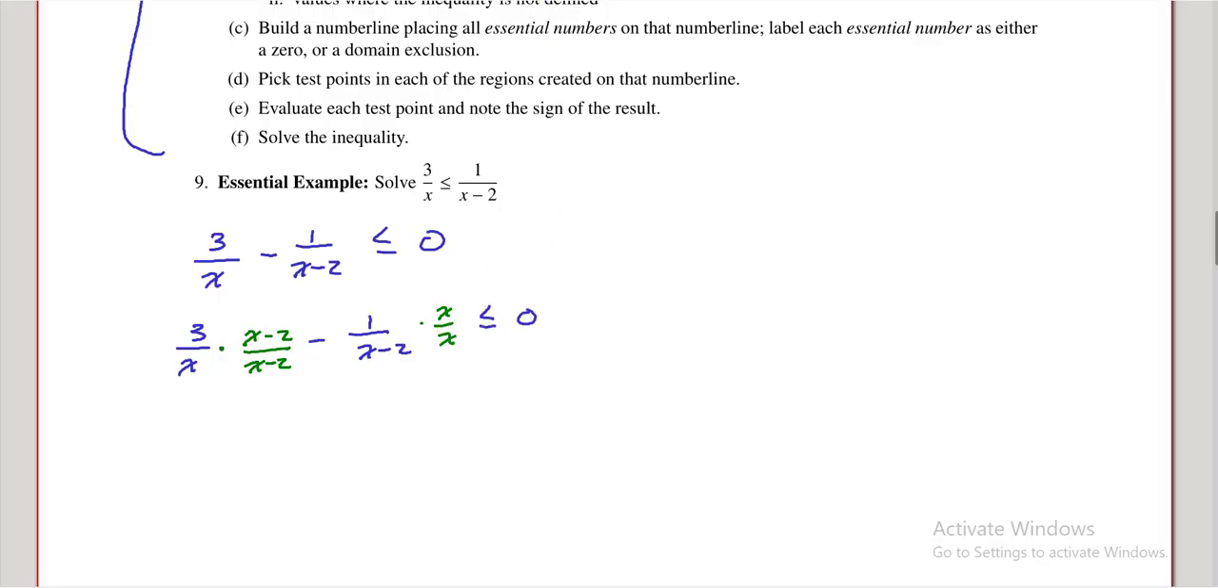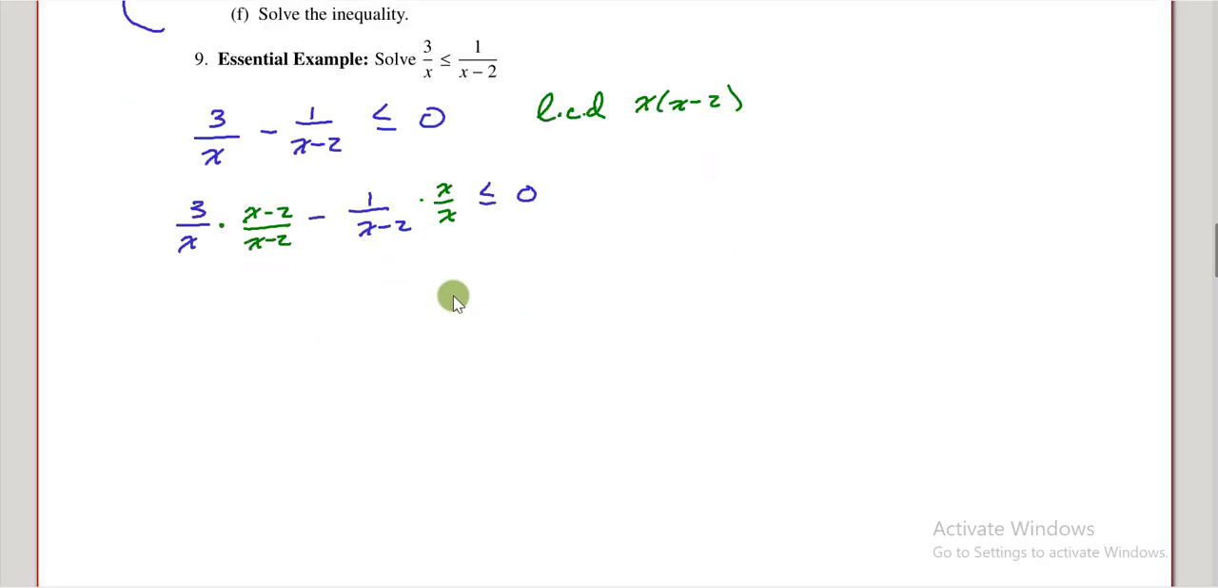So again, in this case, the LCD, I didn't write it out, let me write it out now. The LCD here is x times x minus 2, and this first rational expression is missing the x minus 2 from the LCD, so I've multiplied by the x minus 2 over itself, a convenient one there. This second term here, the second fraction, 1 over x minus 2, is missing the factor of x from the LCD, so I multiplied by x over x. Okay. And now I'm ready to continue.